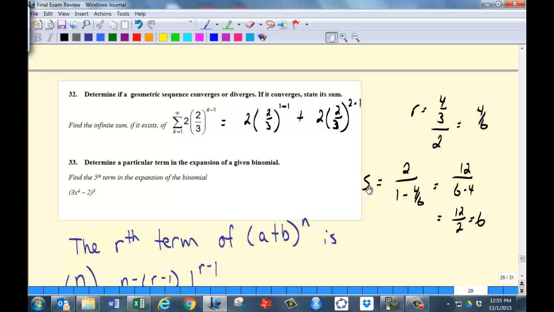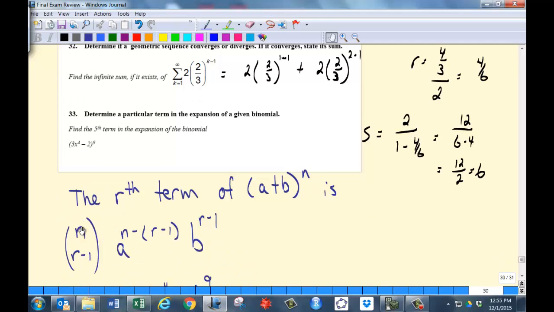The sum is equal to the first term, which is 2, right? The first term of the sequence, divided by 1 minus the common ratio. The common ratio is here, and we get the sum is 6.